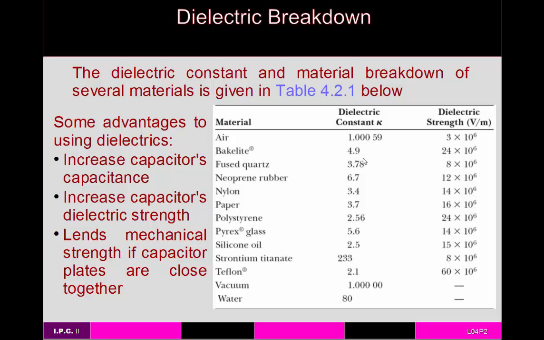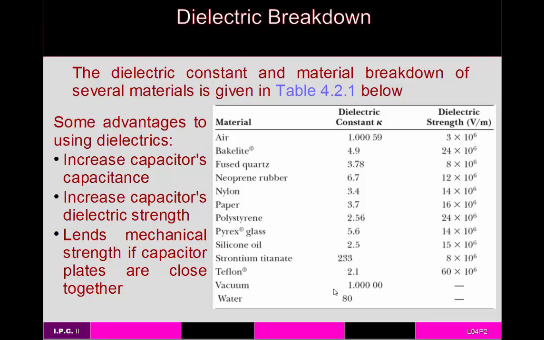Compared to air, just about everything on this list has a greater dielectric strength. So compared to air, you can put a larger voltage between the two plates, and that also means you can store more charge.